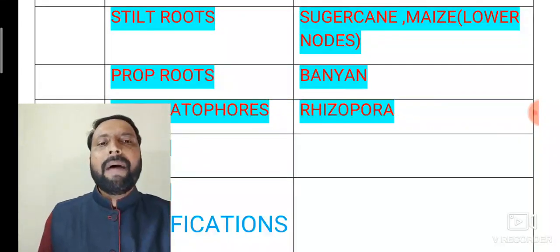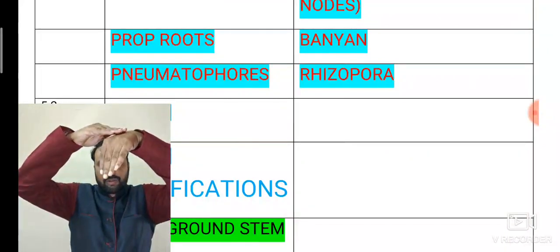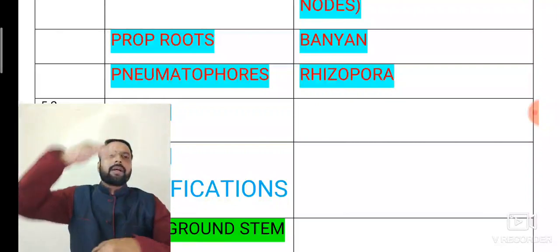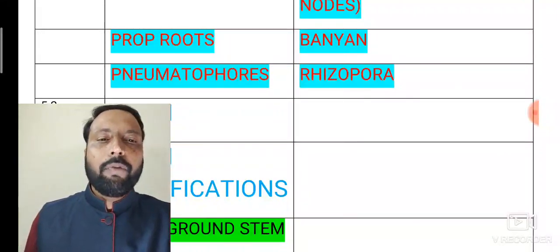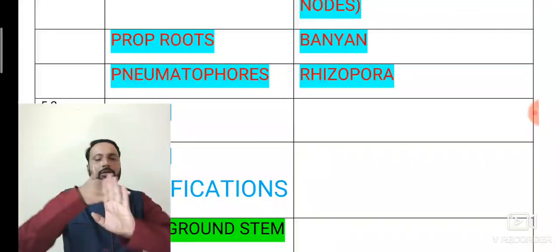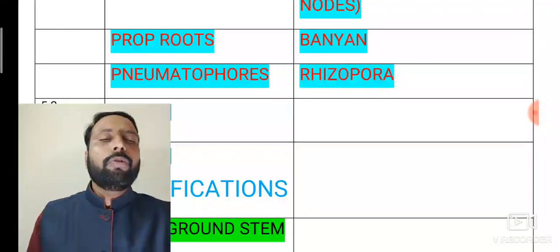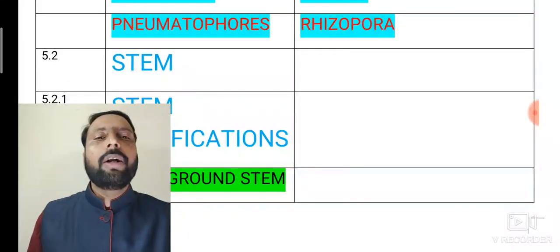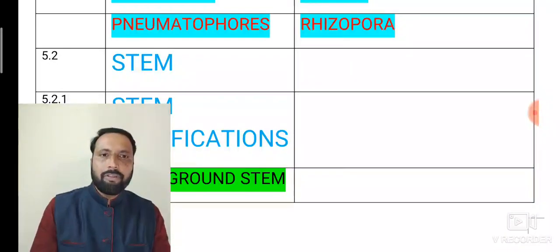Prop roots, example banyan tree. There, from lower branches, adventitious roots are forming which grow towards the soil and give mechanical strength. Pneumatophores, example Rhizophora. In pneumatophores, the adventitious roots are growing negatively geotropic. The tip of the pneumatophores contains pores, they are called pneumatodes, which are helpful for exchange of gases.